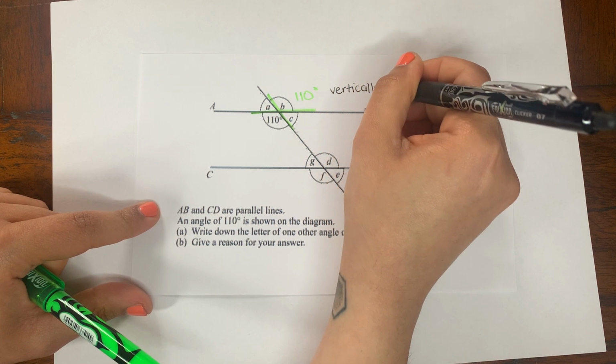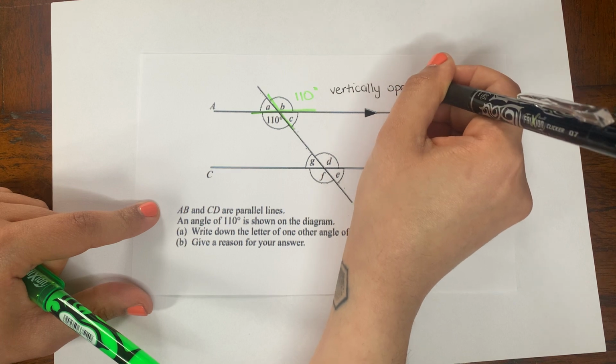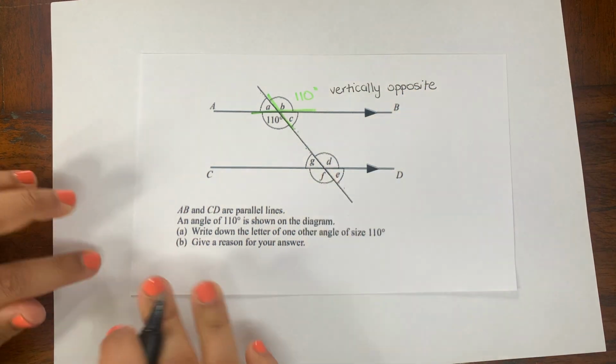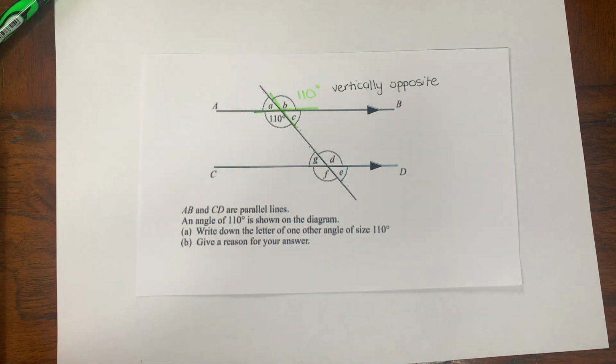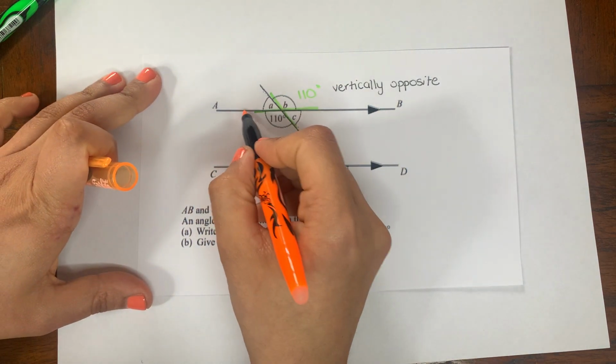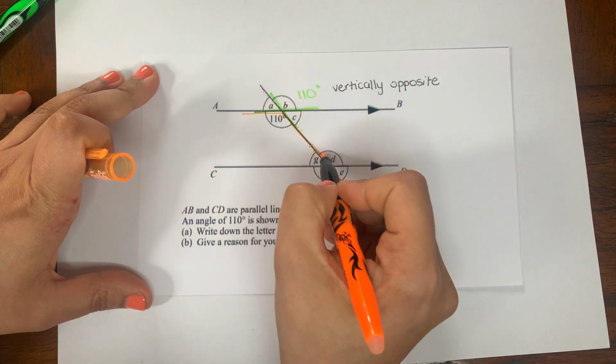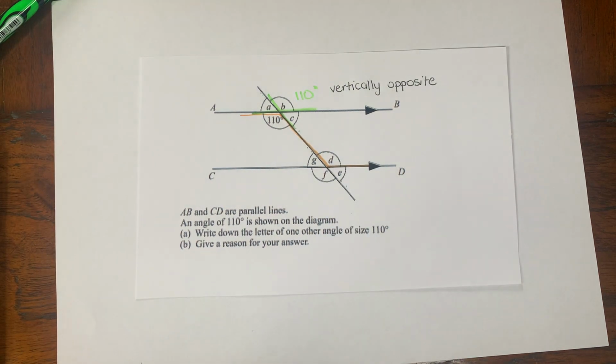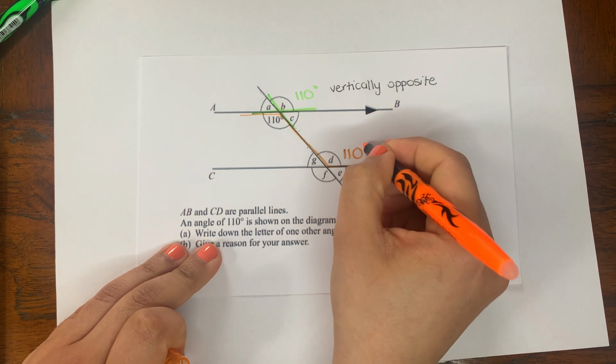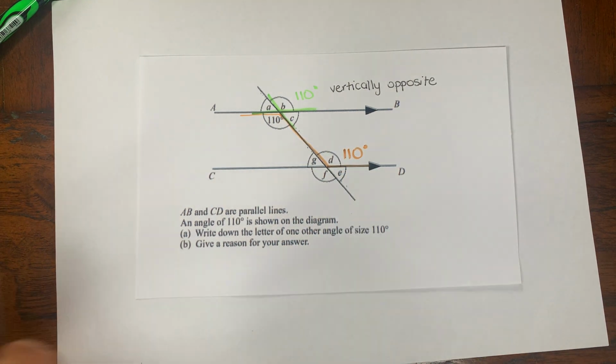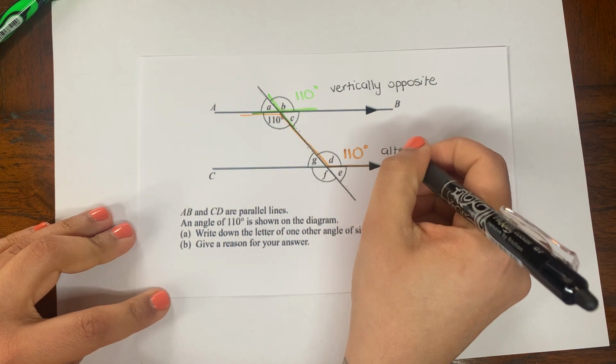Because in part B they do ask for a reason. So I need to make sure I'm using mathematical language. You could also say that you've got some alternate angles here. So if I create my backwards Z there, that must mean that D is also 110. And again, you can say that that's because they are alternate angles.